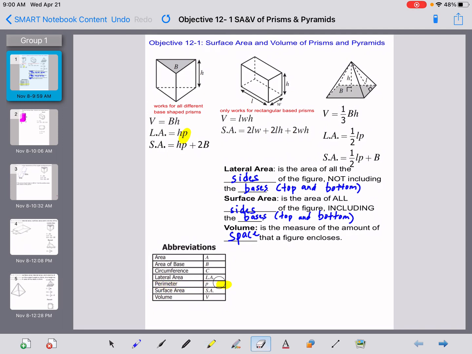So let's just point out a couple of things. The lateral area is the area of all the sides of the figure. It does not include the bases. It does not include the top and the bottom. However, the surface area is all of the sides. That includes the bases, the top and the bottom. And then volume is the measure of the amount of space that a figure encloses. A lot of the times when we think of volume, we think of how much something can hold, how much space it takes up.